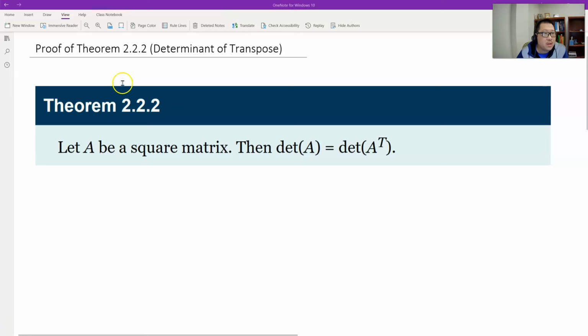In this video, let's prove Theorem 2.2.2, which is the determinant of a transpose matrix. The theorem states that after the transpose, the value of the determinant does not change. Okay, so let's prove it.